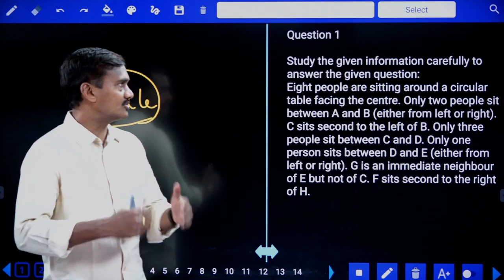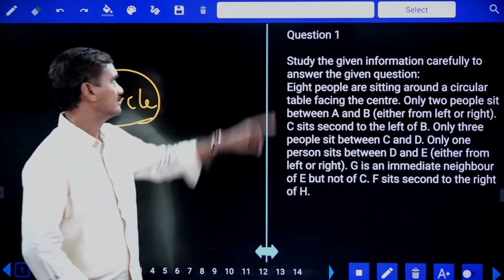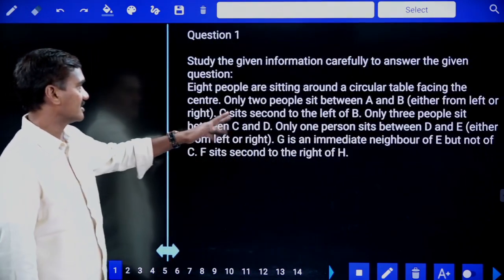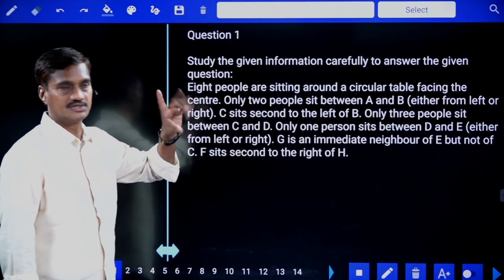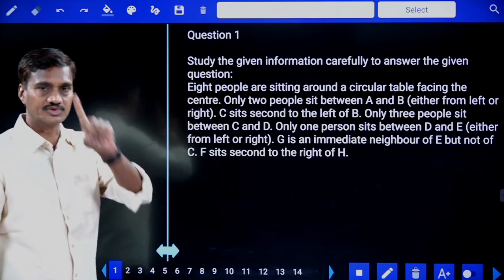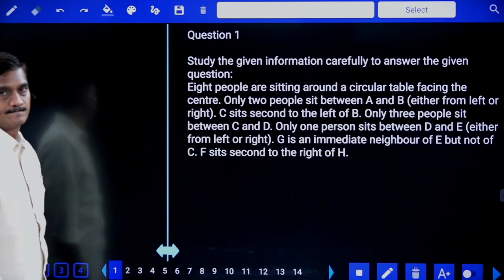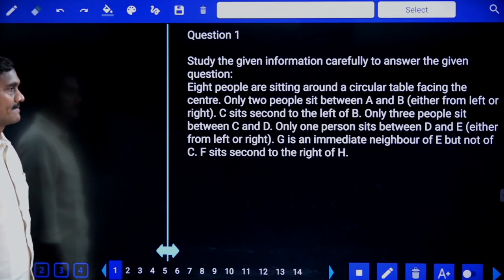Here we are going to deal with different models of circles. Now the first one: 8 people seated around a circular table facing the center. First priority, not more than 1 minute. Start working on this one. Your time has started now. Do it quickly, within 1 minute.